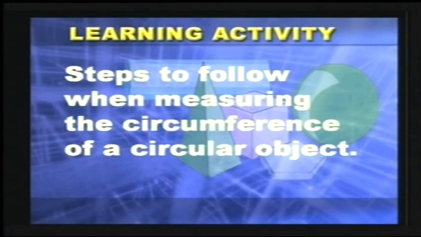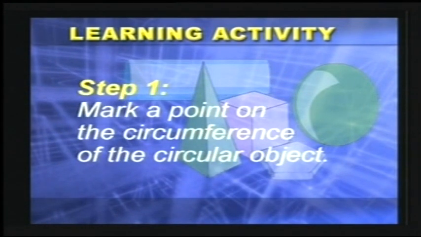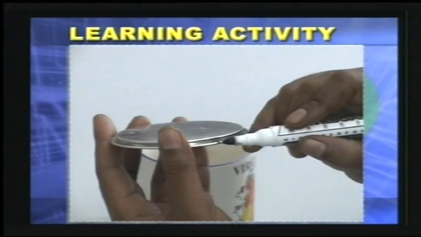Okay, steps to follow when measuring the circumference of a circular object. First step, you put a mark or marker point on the circumference of the circular object. Something like that. You put a mark on the circumference of the circular object.